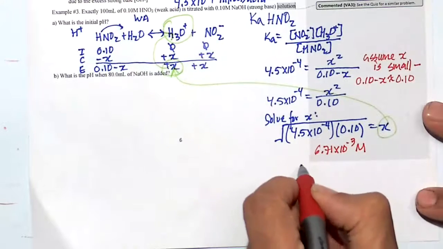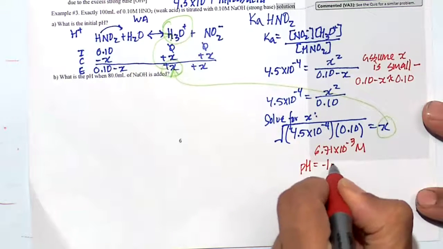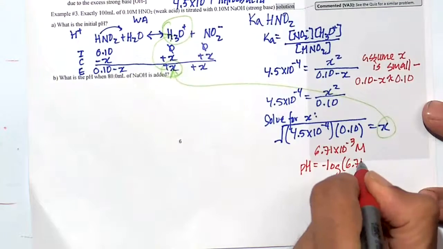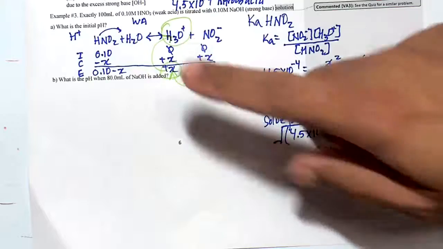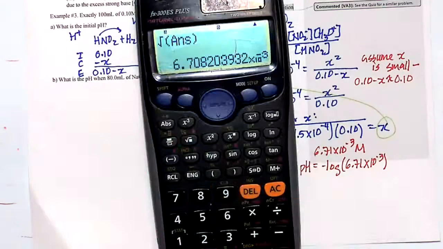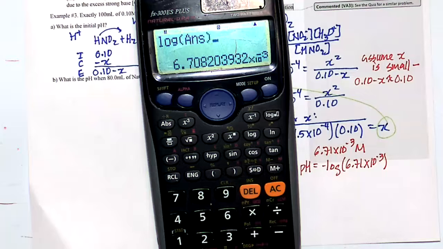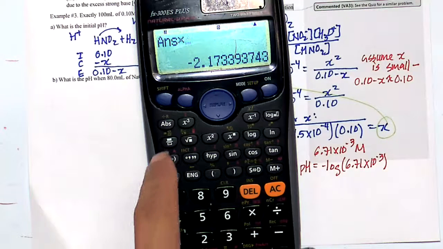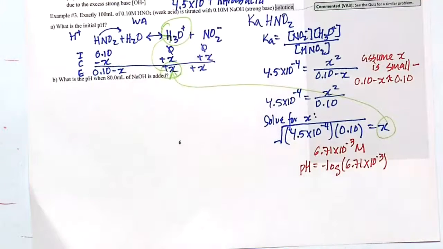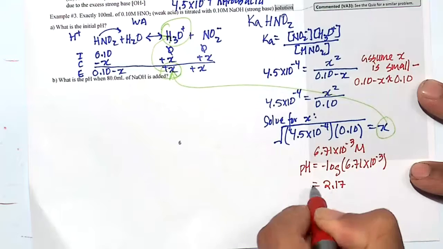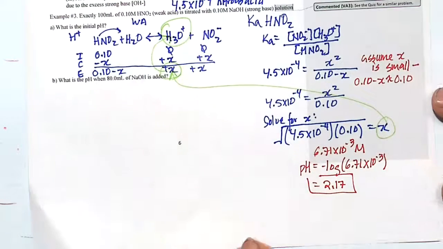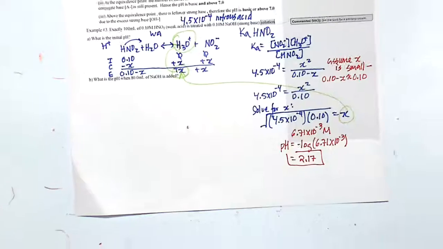And the pH is going to be the minus log of that. pH is minus log of 6.71 times 10 to the minus 3, because it's minus the log of the H3O plus concentration. Doing that on our calculator, minus the log is going to be 2.17. So initially, the 0.10 concentration of nitrous acid has a pH of 2.17.